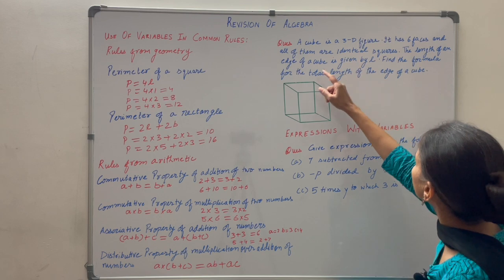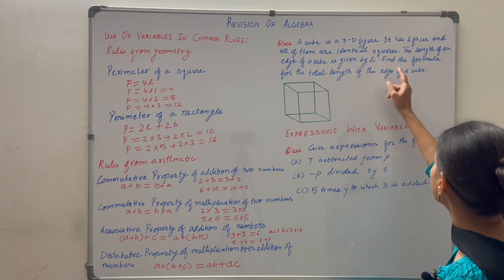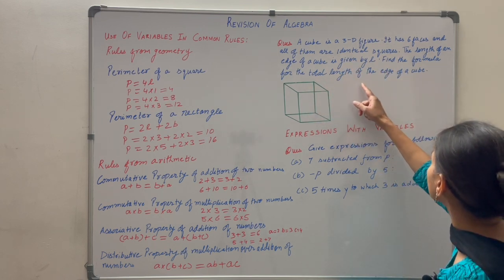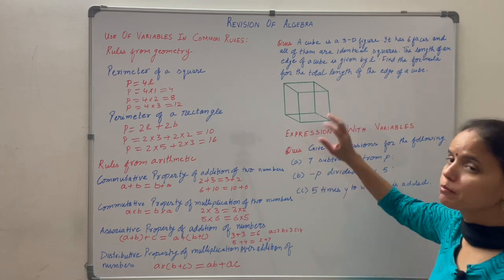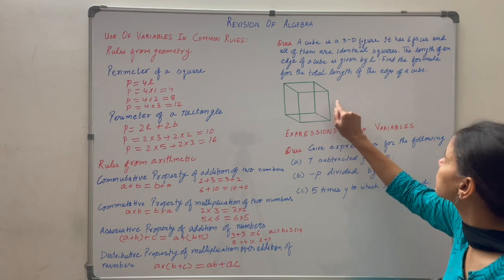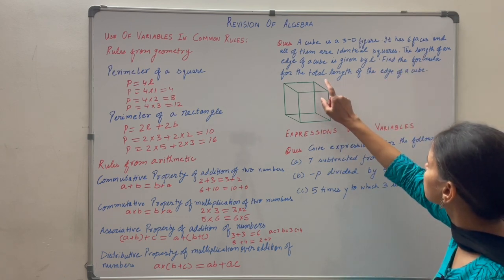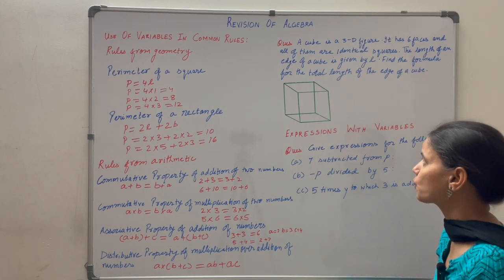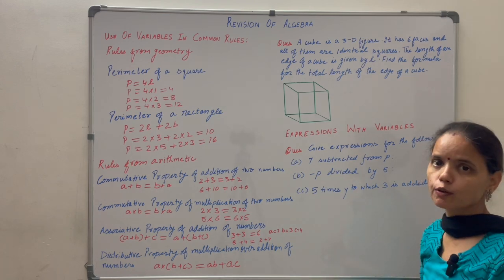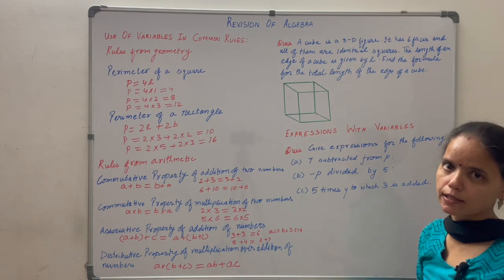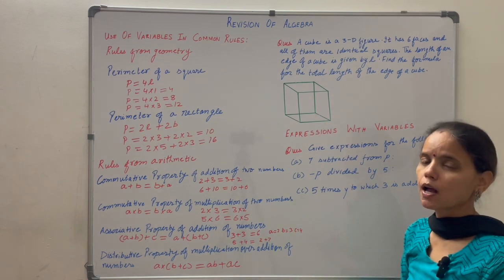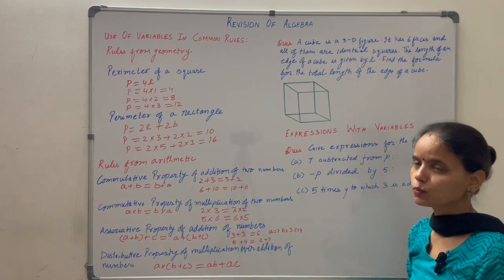The length of an edge of a cube is given by L. Find a formula for the total length of the edge of a cube. So a cube is a three-dimensional figure, means it has got length, breadth and height. It has six faces and all of them are identical squares. Front and behind, top and bottom and both in the sides. So there are six faces and each face is a square.